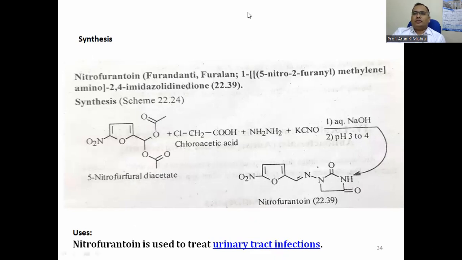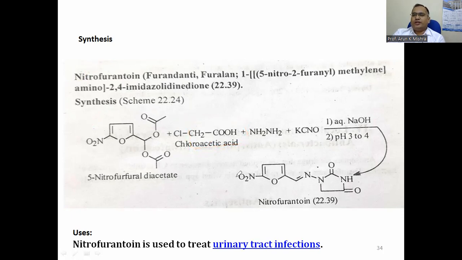Now coming to the synthesis, this is one of the important syntheses. So students are advised to learn and practice this at least 3-4 times, because very simple steps are involved in the synthesis of nitrofurantoin. नाइट्रोफ्यूरेंटोइन की सिंथेसिस के लिए जो स्टार्टिंग मटेरियल है वो है नाइट्रोफरफ्यूरल डाइएसिटेट. The structure is here, and chloroacetic acid. One hydrogen of this acetic acid has been replaced by chlorine and chloroacetic acid has been obtained.